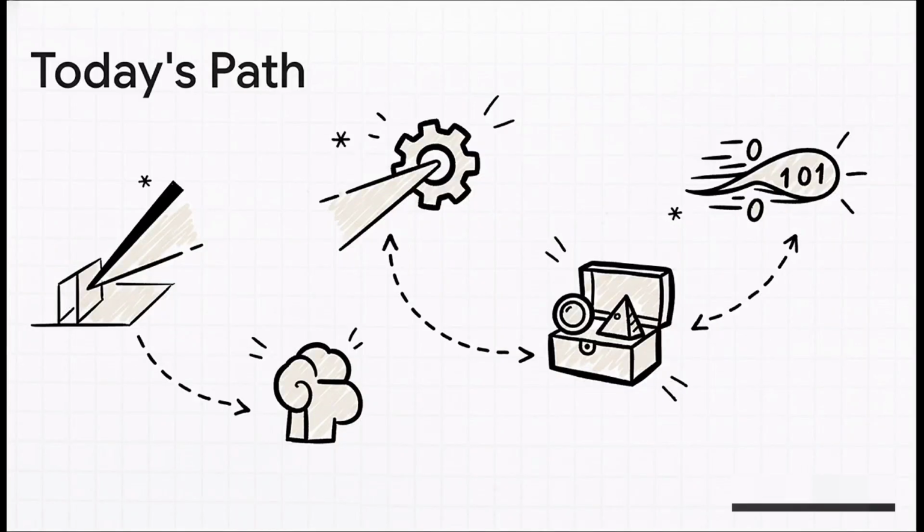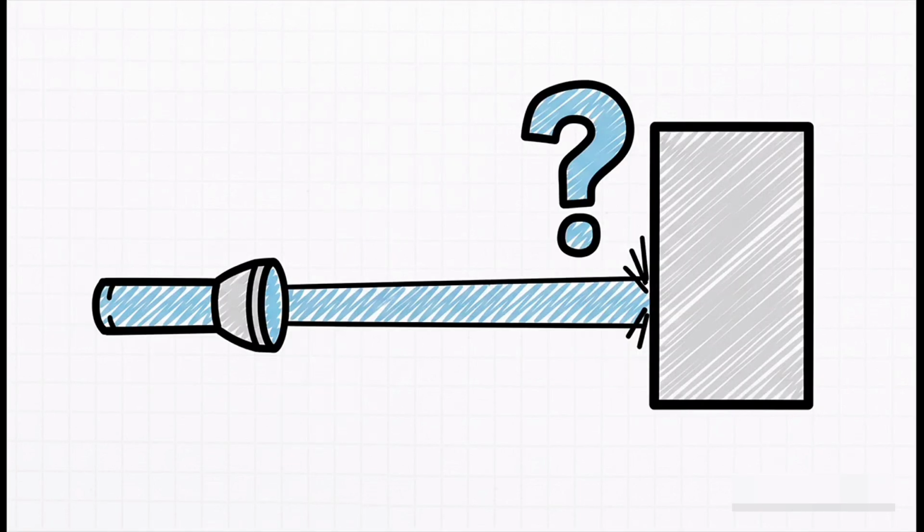Okay, here's our path. First, how light behaves. Then, how we put it to work, the tools we need, and finally, sending data at light speed. All right, let's start with the basics. What actually happens when a beam of light hits something?